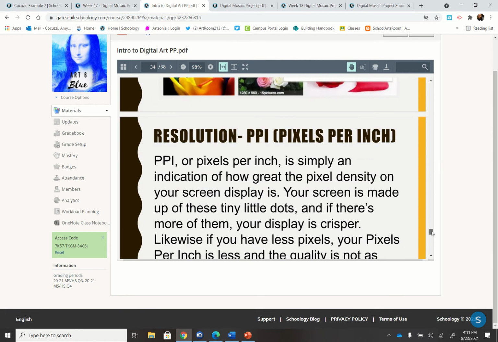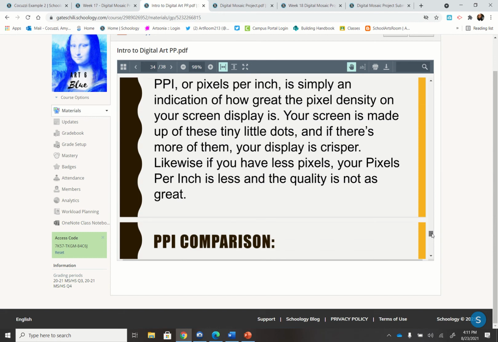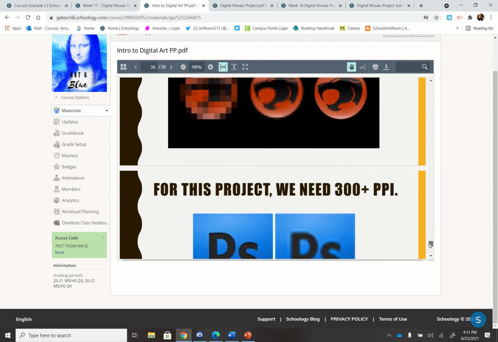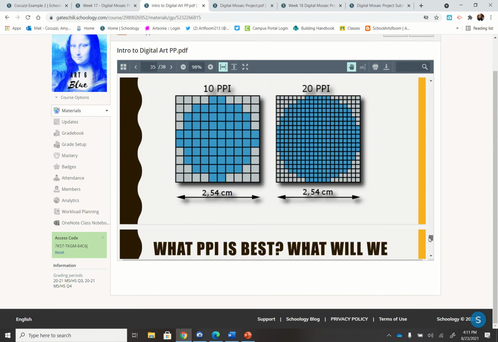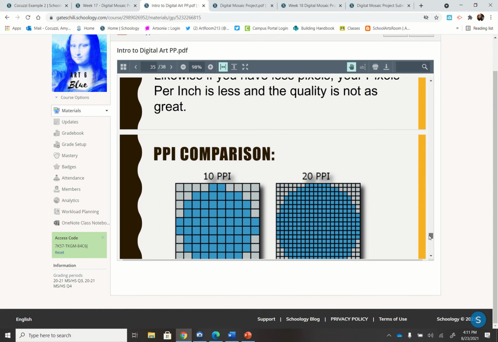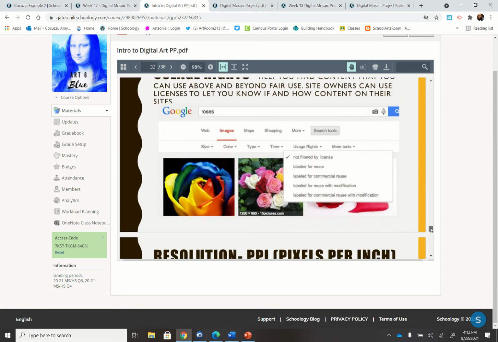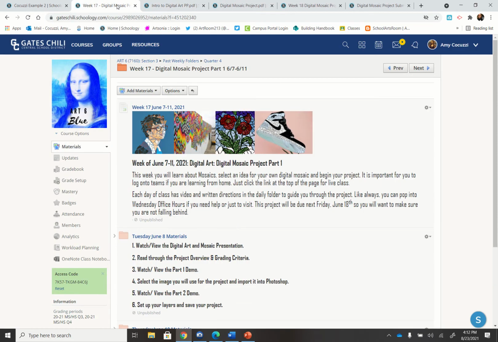And then we also talked about PPI, pixels per inch, how to pick a picture that is going to be crisp and clean when you blow it up. And because they were changing the picture around to make it their own, then they were able to use something that had a copyright that was okay, but it was important for them to know it was okay rather than just clicking and finding a picture off the internet.